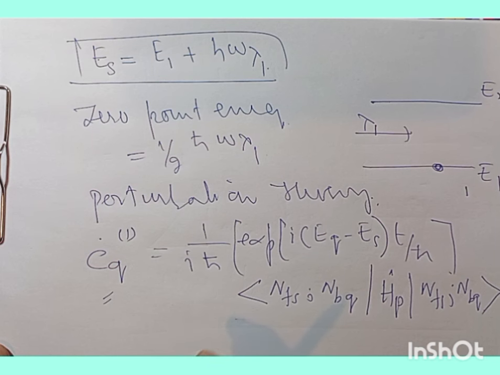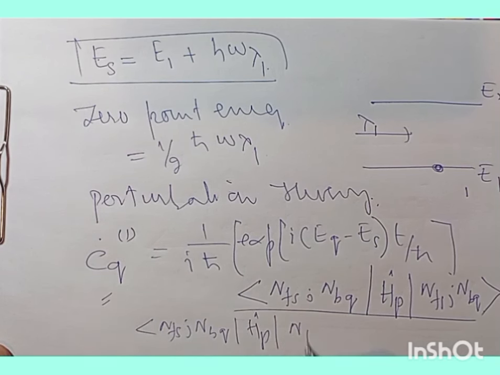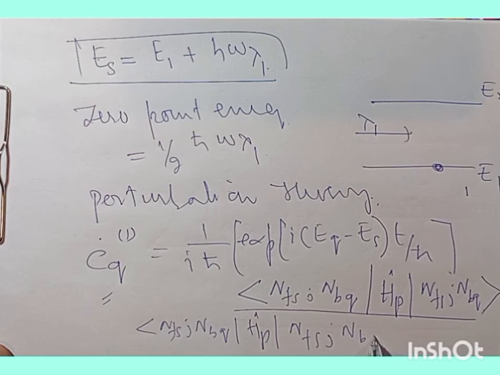So that's the important requirement for the transition that will take place, the transition for this electron to some final state Q. What is important for that is that this matrix element, <NFS, NBQ| HP |NFS, NBQ>, should not come out to be equal to zero. That is the prerequisite here for our problem.